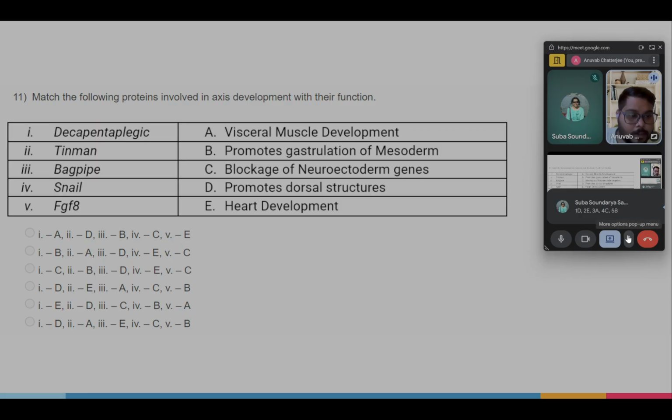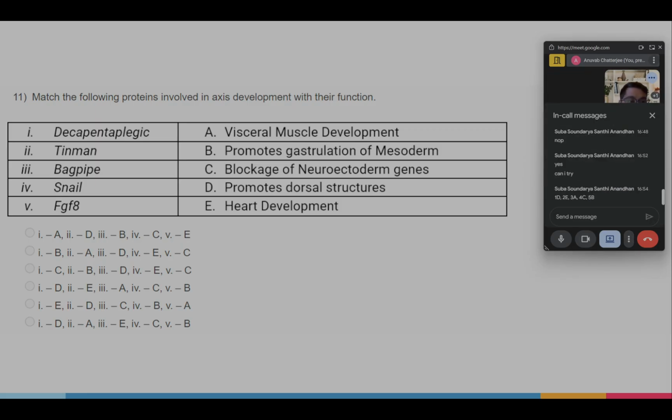Okay, one is D, decapentaplegic, which is DPP, promotes dorsal structures, which is correct. Two is E, Tinman is useful for heart development, absolutely right. Three is A, Bagpipe, helps in visceral muscle development, perfect. Four, snail is C, blockage of neuroectoderm genes, which is correct. Five is B, which is promotes gastrulation of mesoderm.